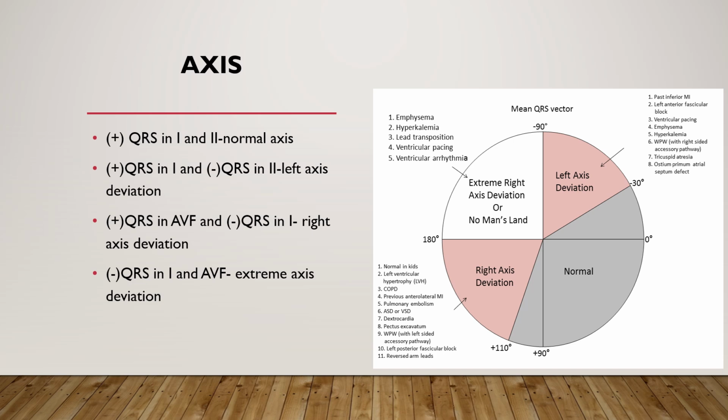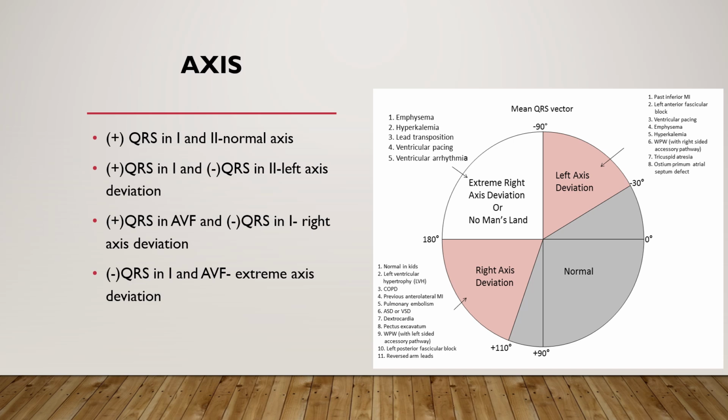Right axis deviation is present when the QRS is positive in lead AVF and negative in lead 1. Certain pathologies can give you right axis deviation in the EKG. For example, right ventricular hypertrophy, lateral myocardial infarction, hyperkalemia, WPW, and sodium channel blocker toxicity. It is also important that acute right ventricular strain can give you a new onset right axis deviation.